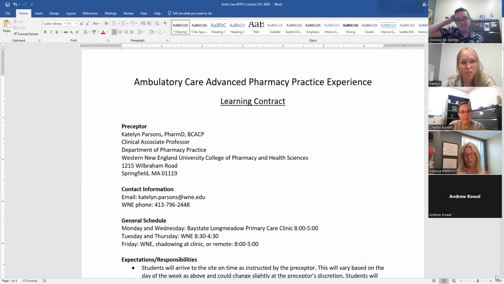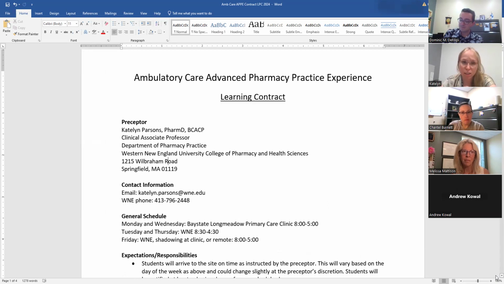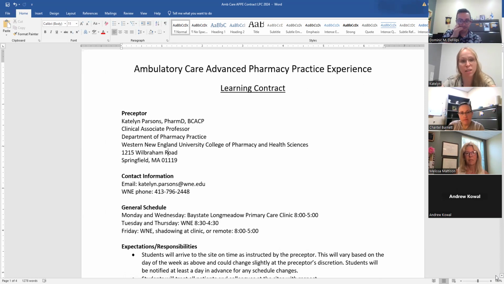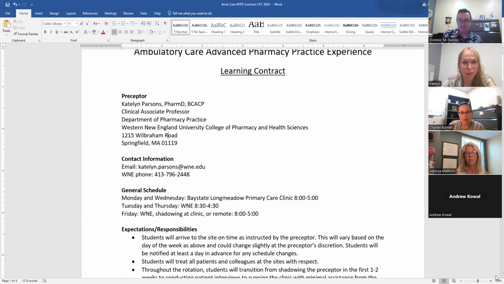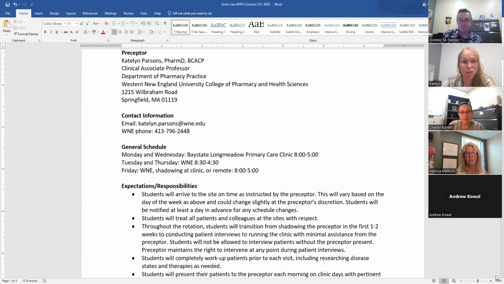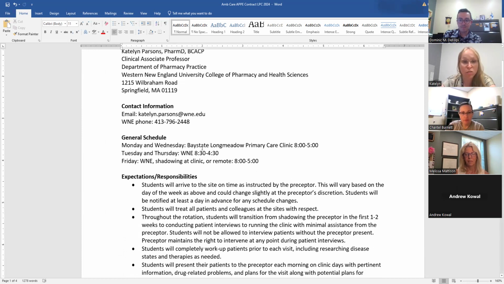It's just a 4-page document, but it has the key things that I think they need to know about the site, what I expect for their assignments, and the day-to-day at the site. I have my contact information here, what the schedule in general will look like, and I always tell them these are the max hours I expect you to be available.